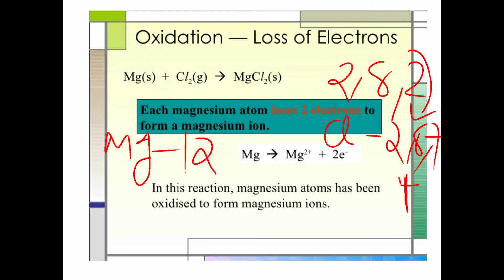So what will the equation be? Magnesium donates 2 electrons, so it becomes magnesium 2 plus. So in this reaction, the magnesium atom has been oxidized to form magnesium ions. The charged species are known as ions. So magnesium loses electrons. Any substance which loses electrons is oxidized. This process is known as oxidation.